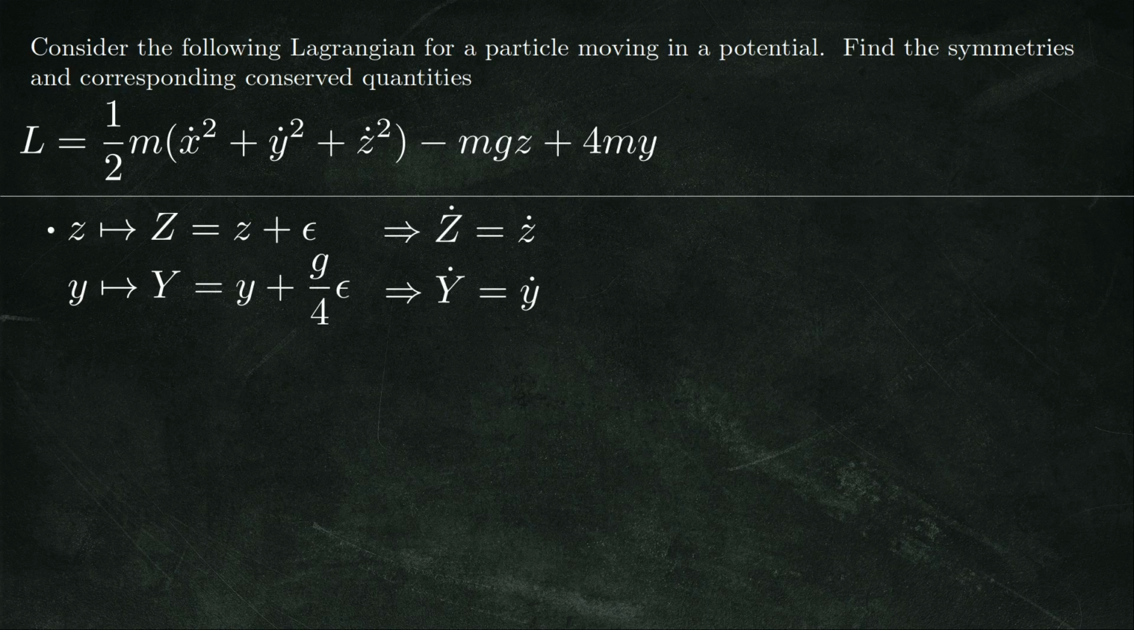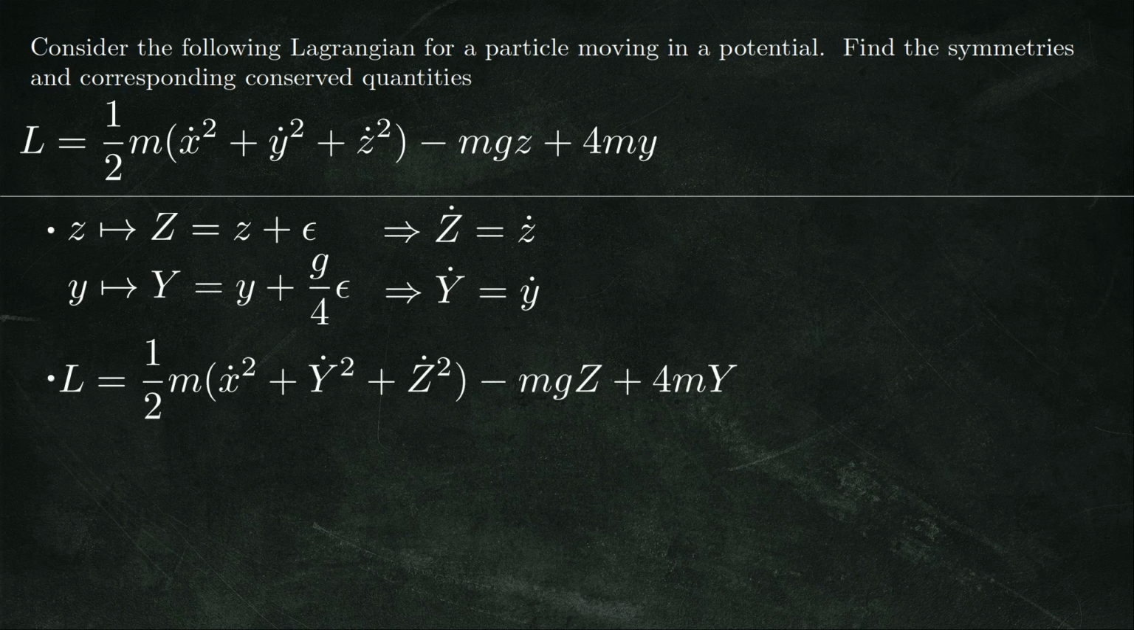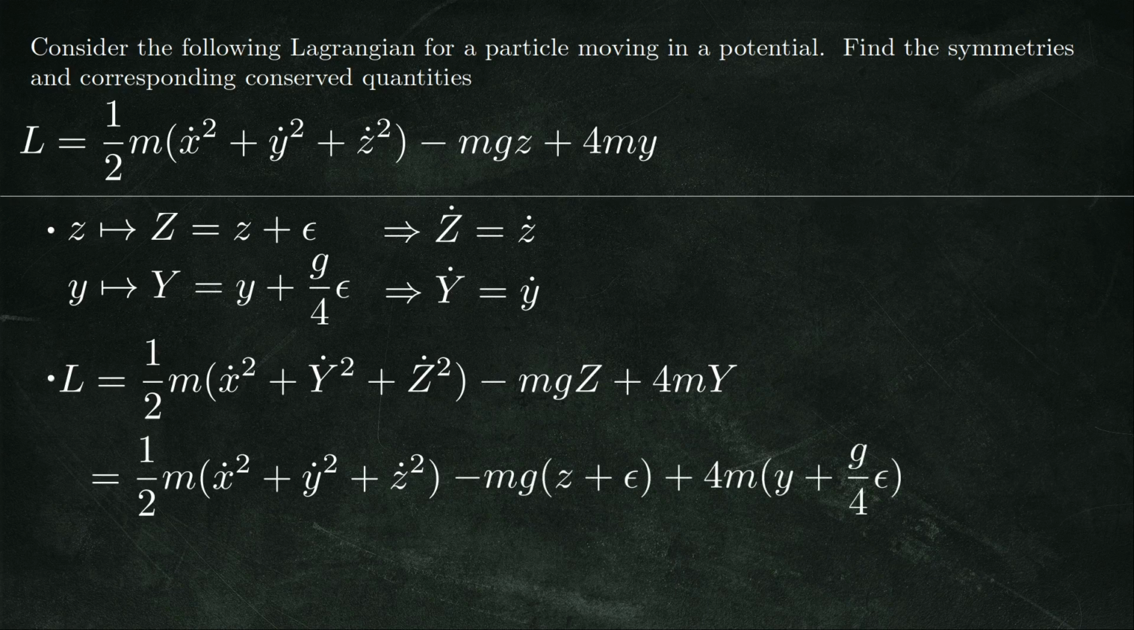So now let's make these replacements. We take our Lagrangian, and I've replaced y dot and z dot with big Y dot and big Z dot, and I've replaced z and y with big Z and big Y. Now let's replace big Z dot, big Y dot, big Z, big Y with the coordinate transforms there in terms of little z, little y, and epsilon. So the kinetic energy just goes back to y dot and z dot, but the potential energy has a slightly more complicated expression. But I have just substituted in from above.